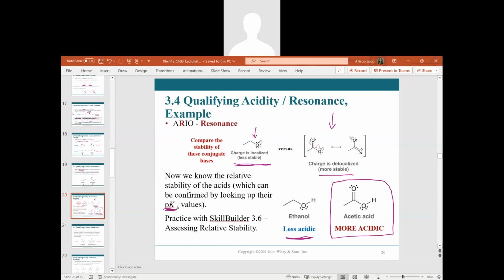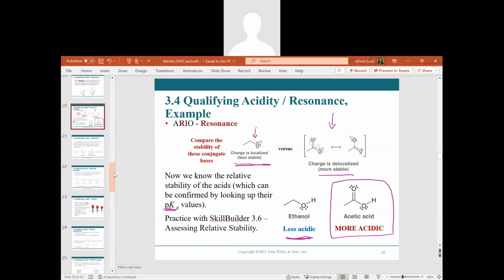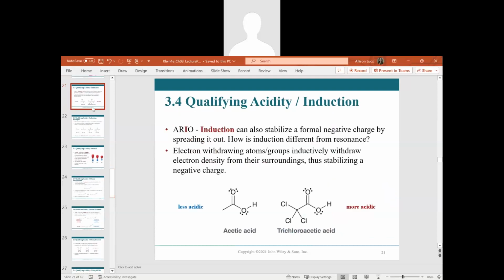And then, of course, we can confirm this quantitatively by looking up pKa values. So now we look at this factor of induction. This can also stabilize a formal negative charge by spreading it out.